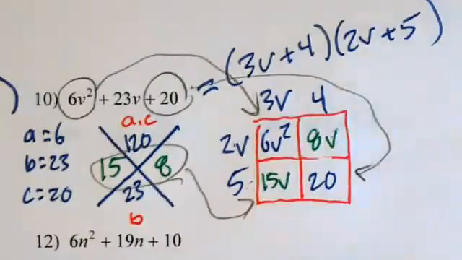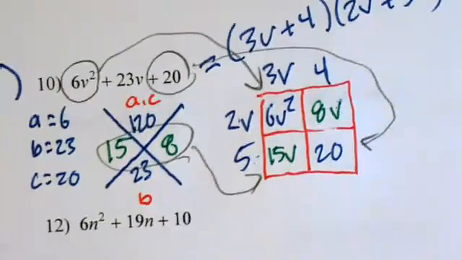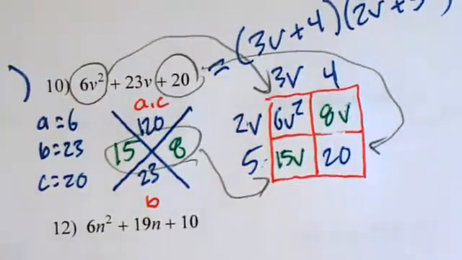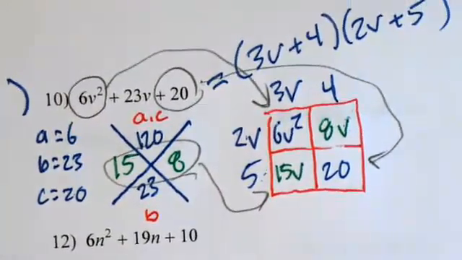11 through 14, if you want a little extra practice, go ahead and tackle these. If you're feeling pretty confident, you don't have to do 11 through 14. Okay. So the back side is going to be the homework. The front side is our notes.